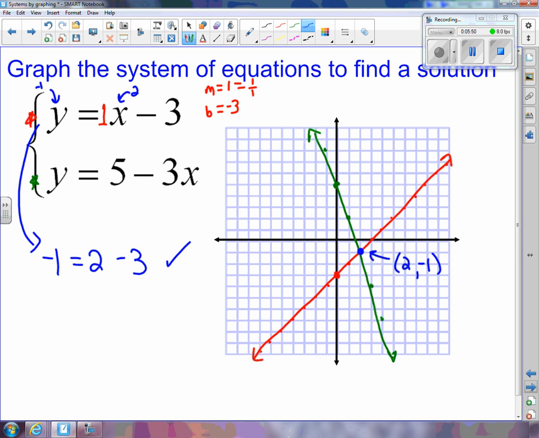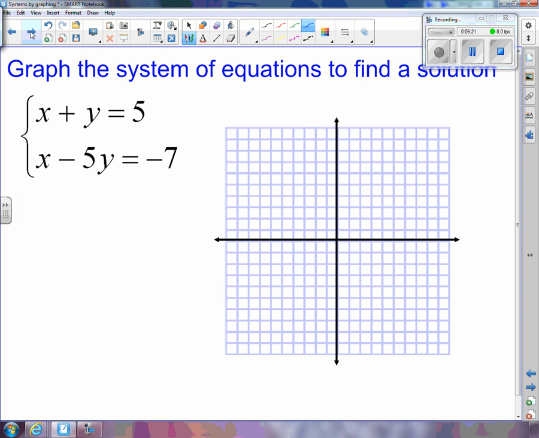Now let's try the next one. We're going to do the same thing. I'm going to plug negative 1 in for the y. Then I'm going to plug 2 in for x. So I'm trying to verify that negative 1 does equal 5 minus 6, which is true. So this point did work for both equations. That's why it's the solution. These two lines only intersected in the one spot, so there's one solution.